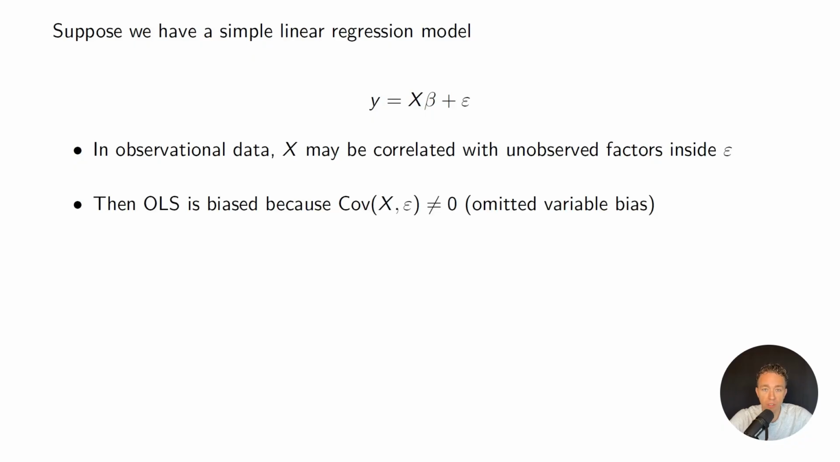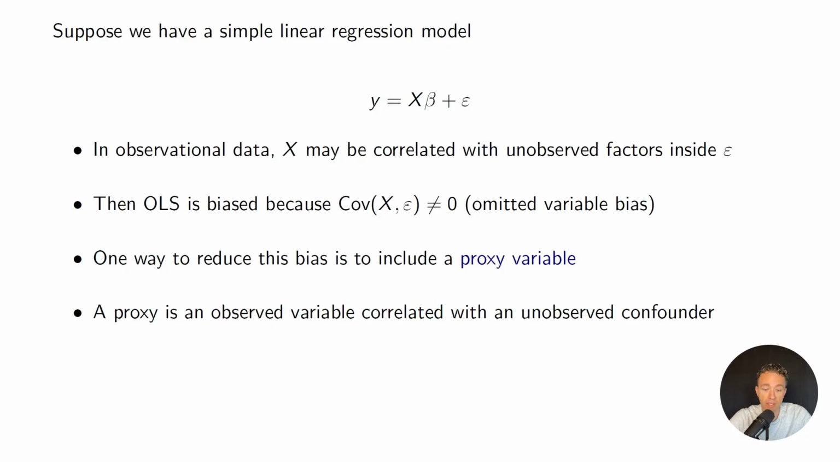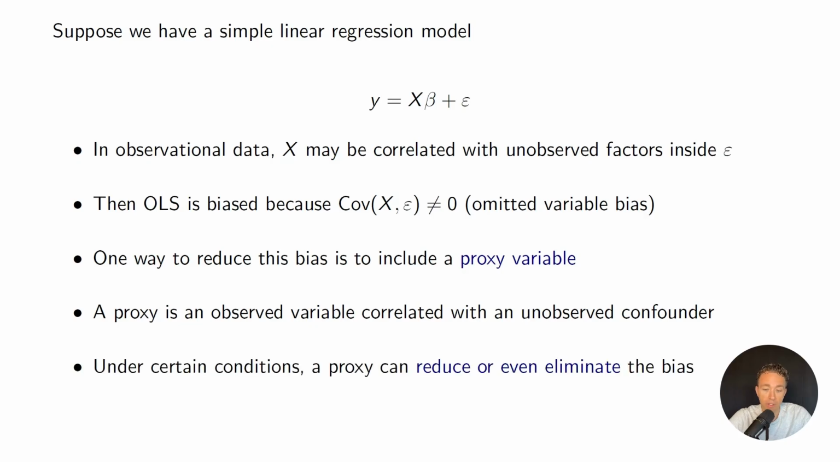So this will induce a non-zero covariance between x and epsilon, which, assuming both x and the omitted variable are correlated with y, would induce the bias. So one thing we can do to address this bias is to introduce another variable called a proxy variable. And this variable is ideally correlated with the confounder that we can't see or that we're choosing to exclude. And under certain conditions, this proxy variable can completely resolve our omitted variable bias.